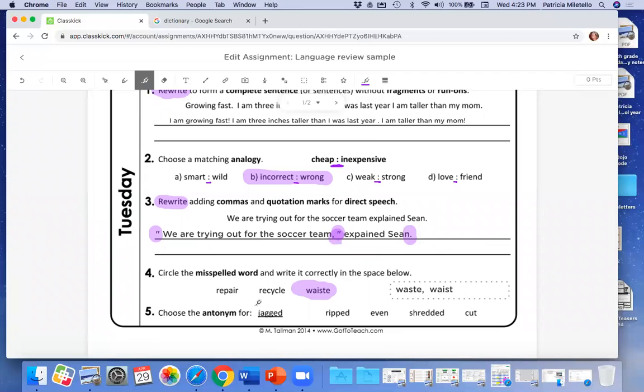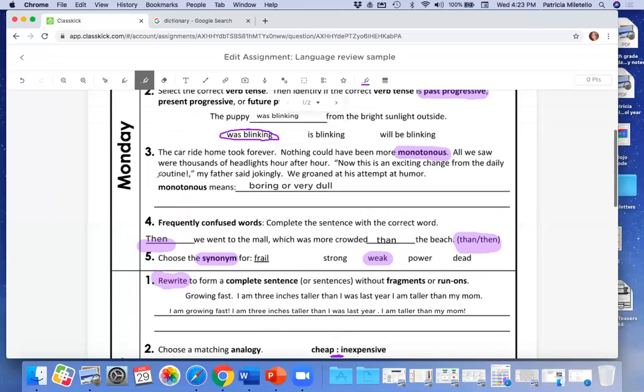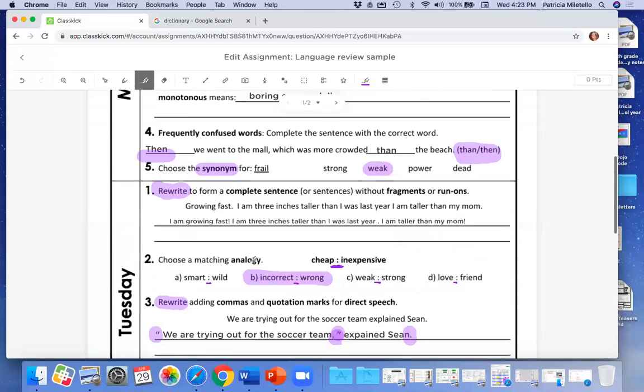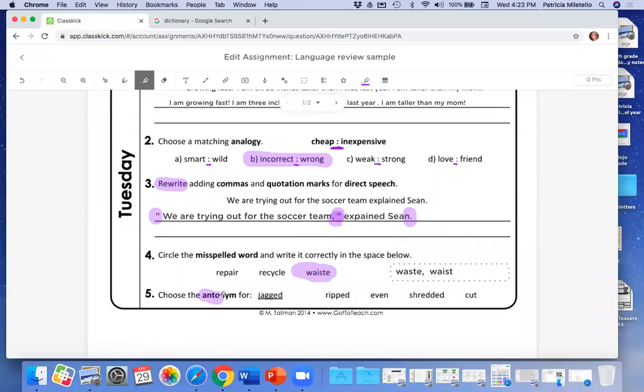Number 5 on Tuesday is always choosing an antonym. An antonym for the word that's underlined, just like number 5 on Monday was a synonym. An antonym is the opposite of. So I'm going to find a word that means the opposite of this underlined word, jagged. If I didn't know what the word jagged meant, I could look it up in a dictionary. Jagged means uneven or rough. So even is an antonym for the word jagged.